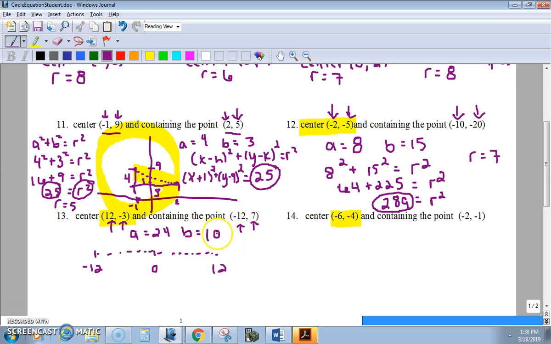Okay? Let me help you set up the equation, but I'll make you solve it. So you have 24 squared plus 10 squared equals r squared. If you just put this in the calculator like this, it should give you the answer that you need.